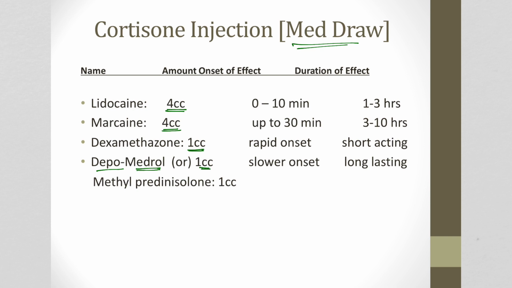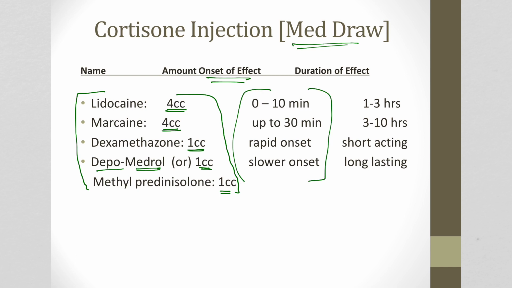Depo-Medrol, or methylprednisolone, you'll take 1 cc. And so you'll see your physician will say, go ahead and get a 21 gauge needle and fill it with 4 cc's of Marcaine, and you'll actually be asked to do that, right? Now, the onset of effect: because for the most part you're injecting directly into the site, it's 0 to 10 minutes, up to 30 minutes, rapid onset, and the duration of the effect can be relatively long.